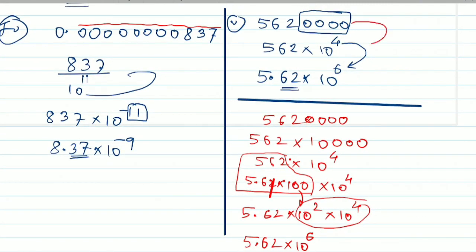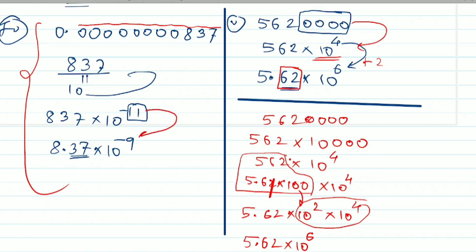Write this as 562 into 10 raised to 4, and then if there are 2 digits after the decimal point, add the power by 2. Keep the difference in mind. When the question was like this, with the decimal point, what we did? We subtracted the power. Forget the sign, don't think about this sign, okay? Just subtract the number 2, 11 minus 2 is 9 and give the sign as it is. And when it's a simple question without decimal point, add the power by 2.